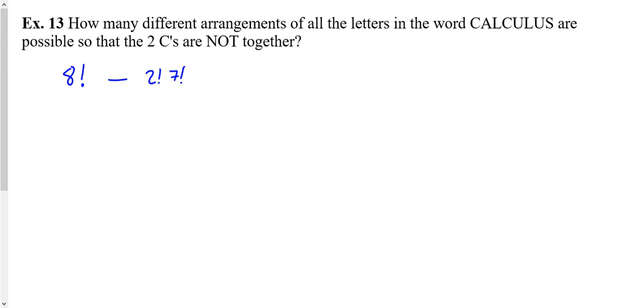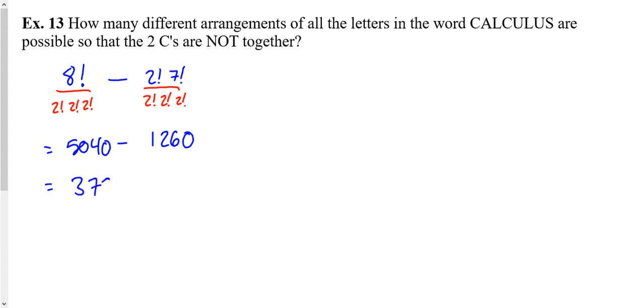For both of these though, the one thing I'm missing, divide off your repeating letters. So in the word calculus, we have repeating C's, U's, and L's. So that's 2 factorial, 2 factorial, 2 factorial. And on this side, 2 factorial, 2 factorial, 2 factorial as well. So if you ran these numbers, on the left you'd have 5,040, and you're subtracting off 1,260. In total, there is 3,780 different arrangements where C's are not together.